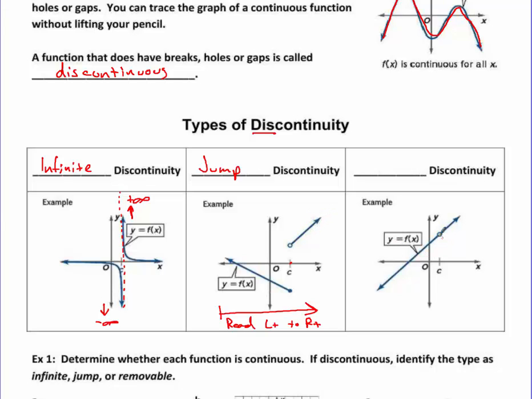And the last kind of discontinuity is when you have a hole. So you have a function and you can trace it with your pencil and you never have to pick it up until you get to this one little spot. It's just a hole in your graph. So that's called a removable discontinuity.